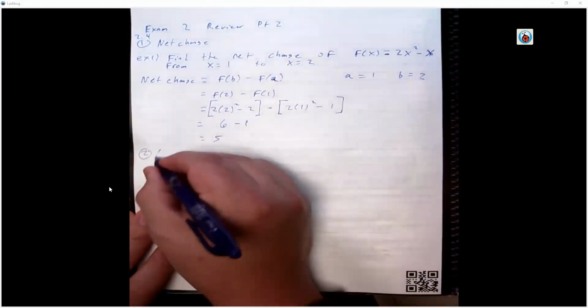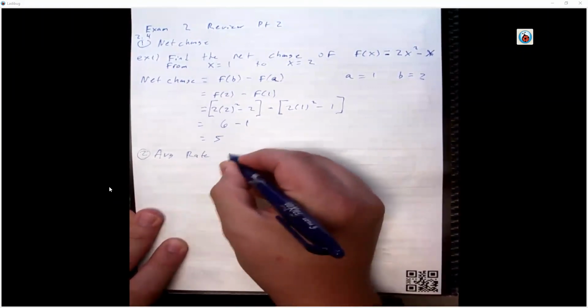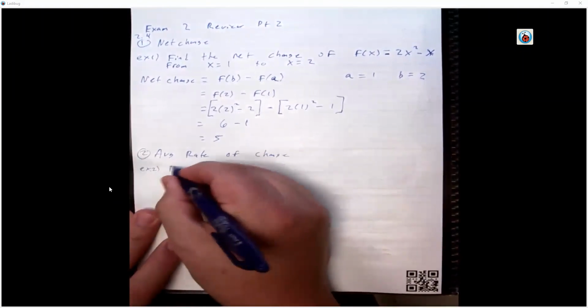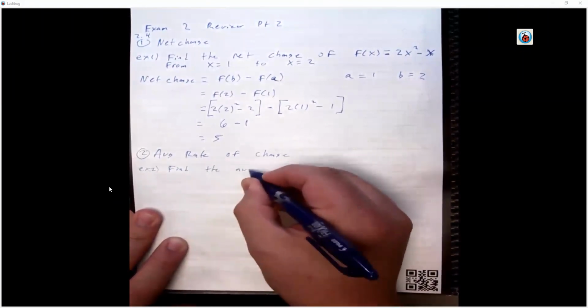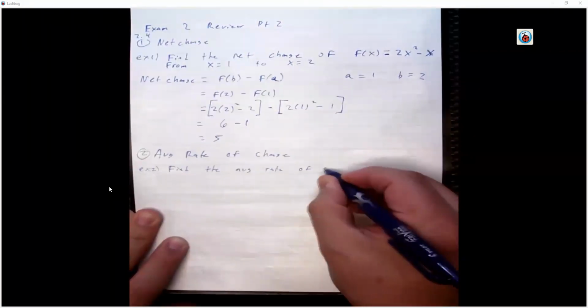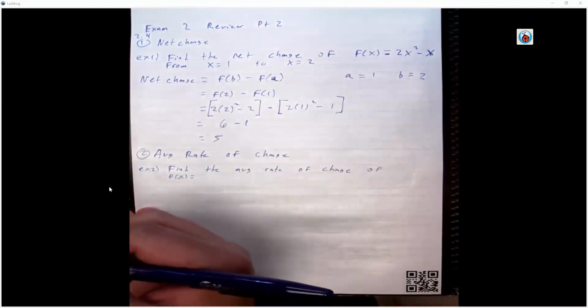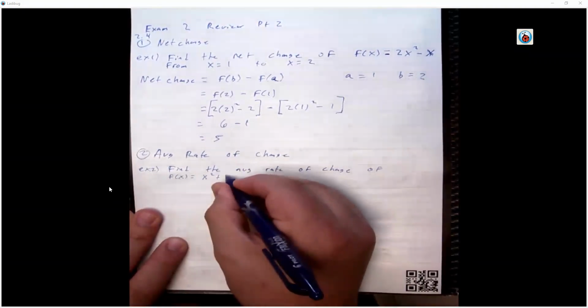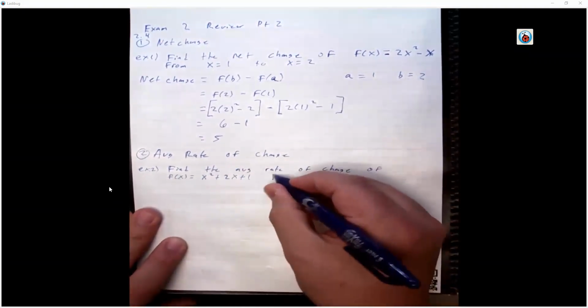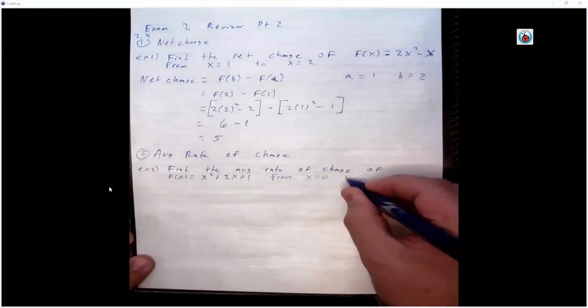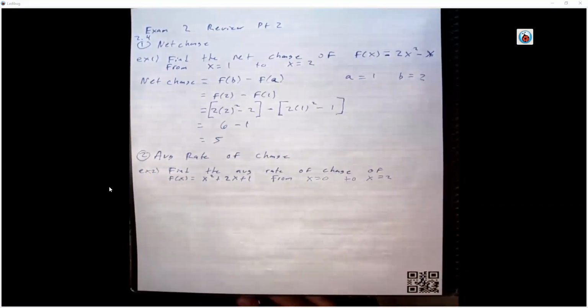Second thing for that section will be average rate of change. Find the average rate of change of f of x equal to, I don't know, take one of x squared plus 2x plus 1 from x equals 0 to x equals 2. Right?